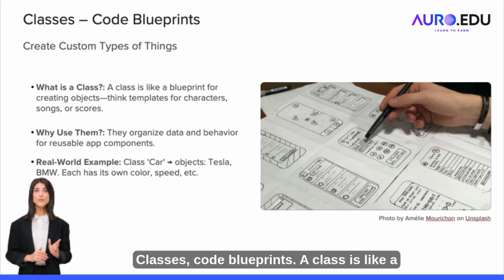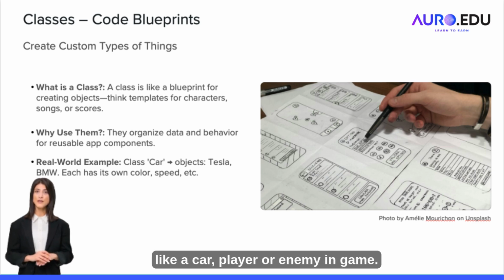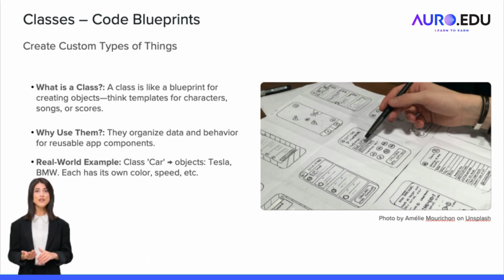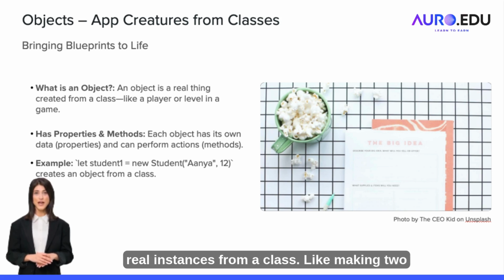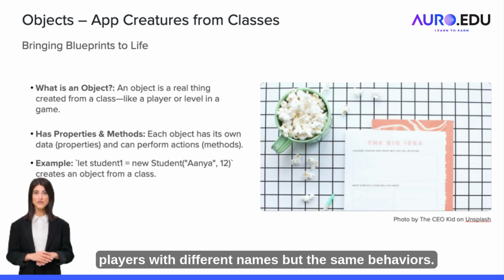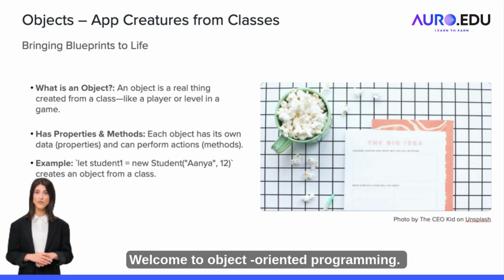Classes, code blueprints. A class is like a recipe. It describes how to make something, like a car, player, or enemy in a game. From this recipe, you create objects. Objects, app creatures from classes. Objects are real instances from a class, like making 2 players with different names but the same behaviors. Welcome to object-oriented programming.